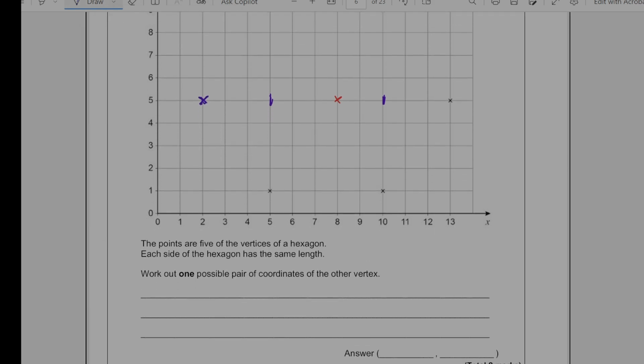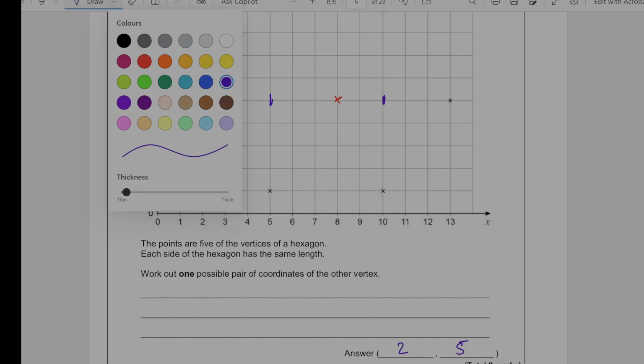So the one pair is going to be, the most common answer would be 2, 5. Although I will put in the optional one as well. So we could have also had 8, 5.